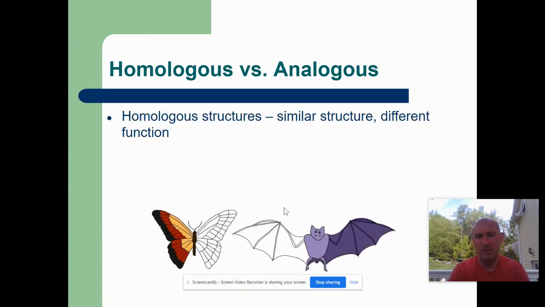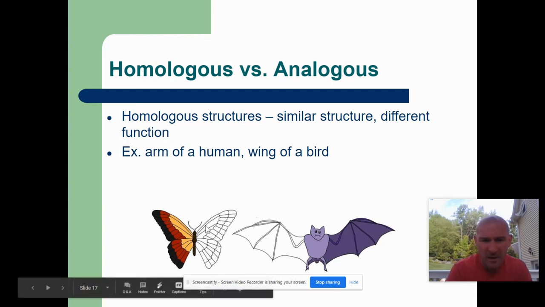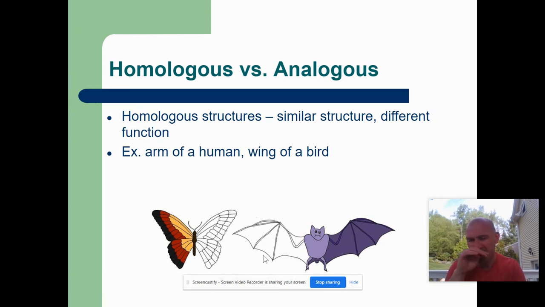So here's our example, which I was just talking about. Here, if I look at our butterfly structure, here's the wing of a butterfly compared to the wing of a bat. The bat has all bone structures similar to us. Butterflies don't have bones. So they are analogous structures.